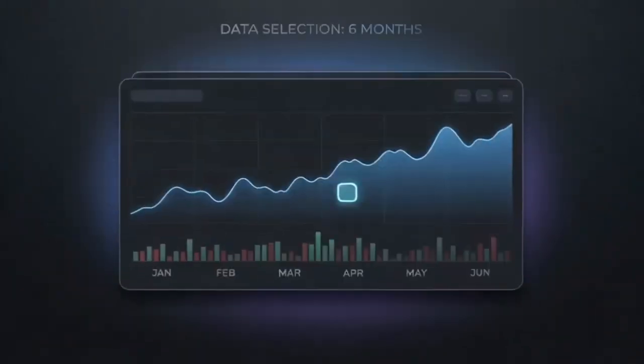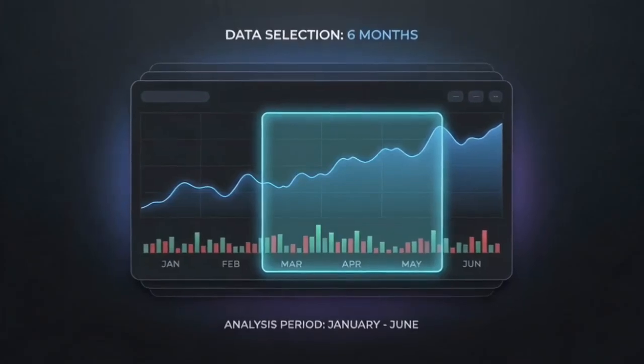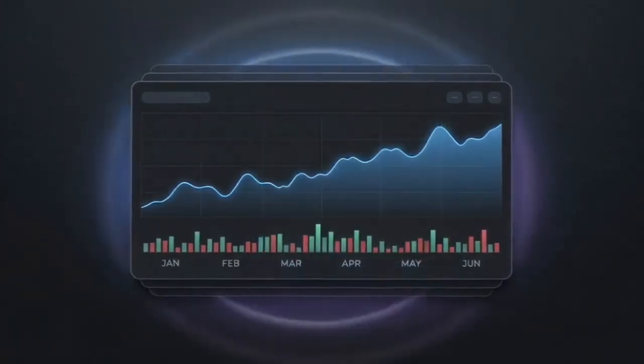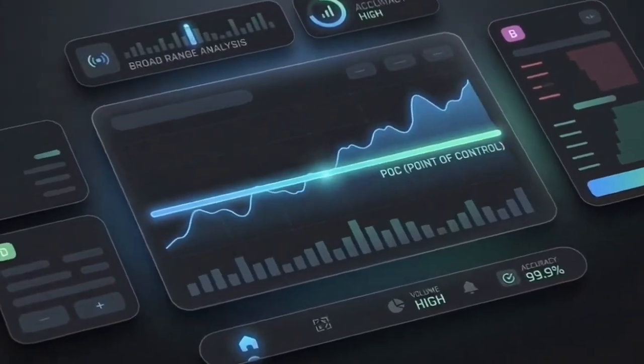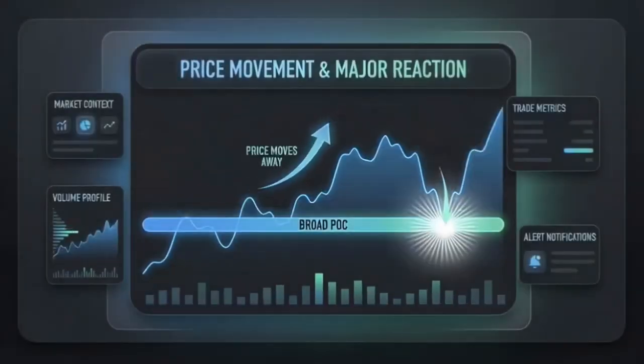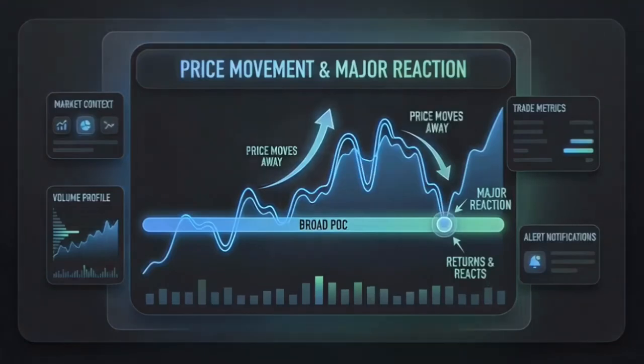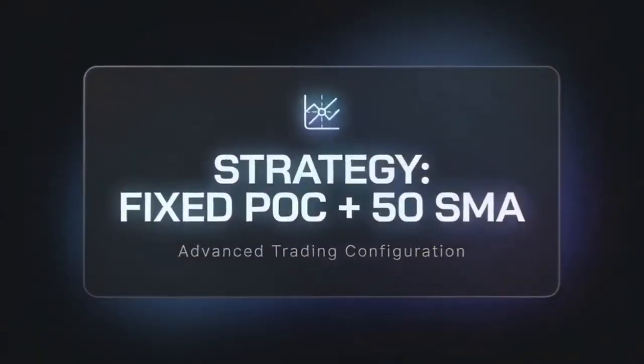Broad range. Select 3 to 6 months of price history. This gives you a macro view of the overall volume structure. The point of control of a 3-month range is a meaningful institutional level. It takes significant conviction for price to move away from it, and returns to it tend to be high probability setups. The strategy: fixed range point of control paired with the 50 simple moving average.